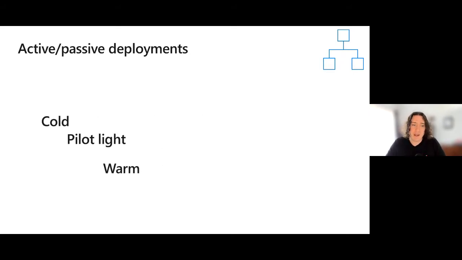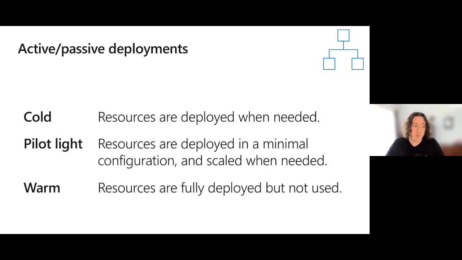So we can think about cold deployments. So these are where we have resources in a secondary region, a secondary deployment, but these are only deployed when we need them. They're deployed just in time in response to a situation that requires them. In order for us to do this, we need to be able to deploy the infrastructure, to configure it, and then deploy our applications to it at the point in time where we need it.